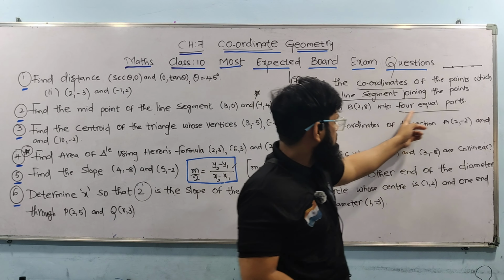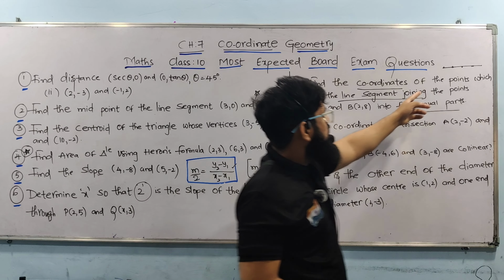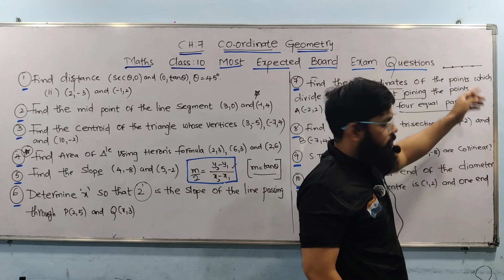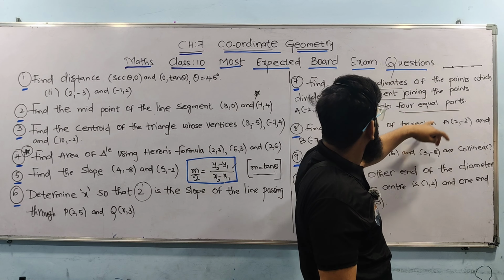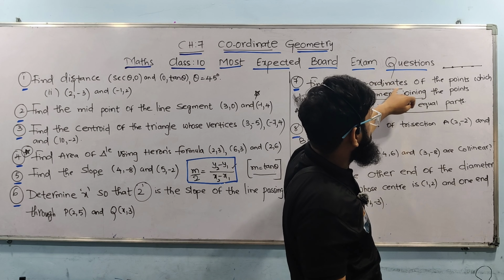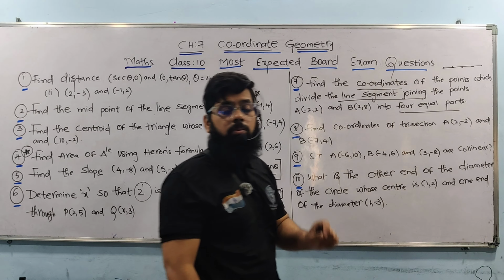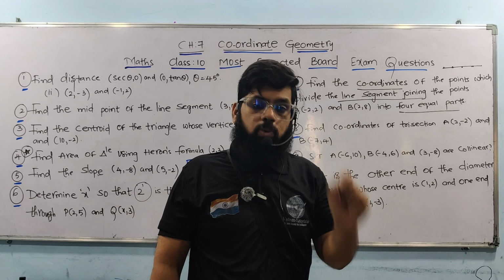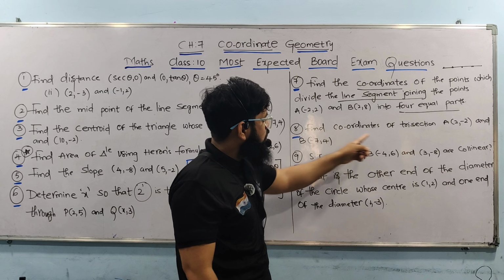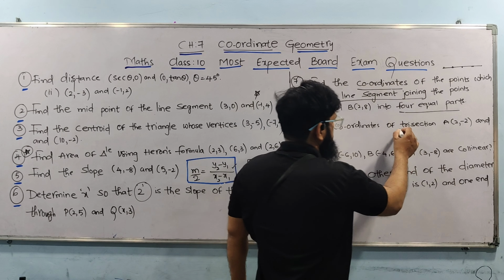So here also they are using the words 4 equal parts. So here we need to find the 4 points. Find the coordinates. So it means you are going to find 3 more points by using the midpoint formula. Do remember, find the coordinates of trisection. See here.